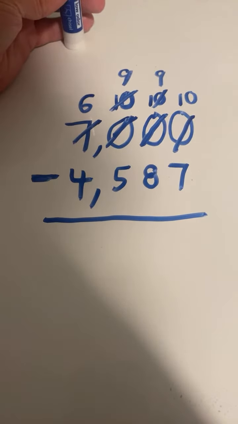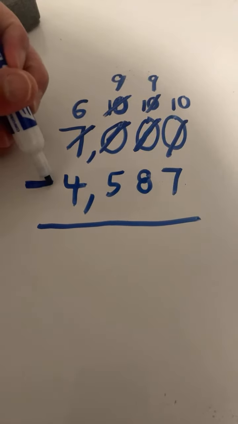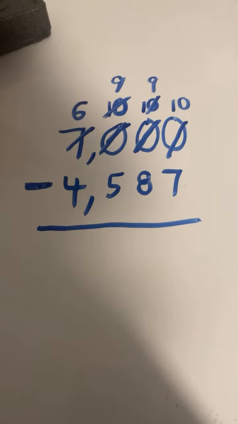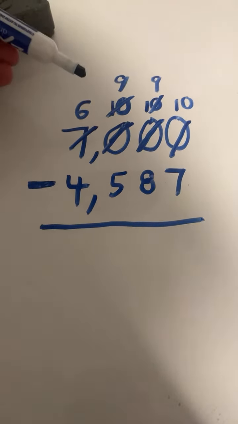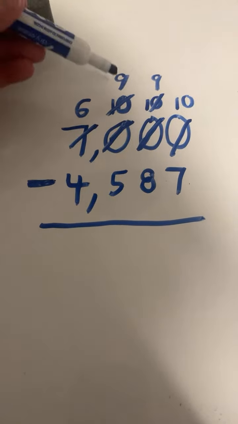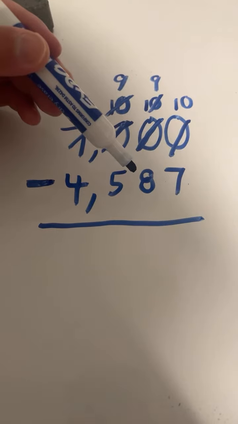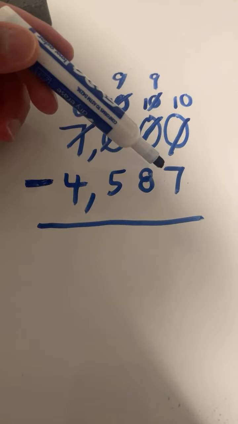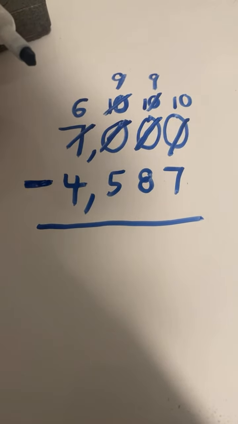And now, before we get into the actual subtraction, we're just going to double check, make sure all the top digits in the problem are either bigger or equal to the bottom digits. So 6 is bigger than 4, 9 is bigger than 5, 9 is bigger than 8, and 10 is bigger than 7. All right, so that works. All the top digits are bigger.